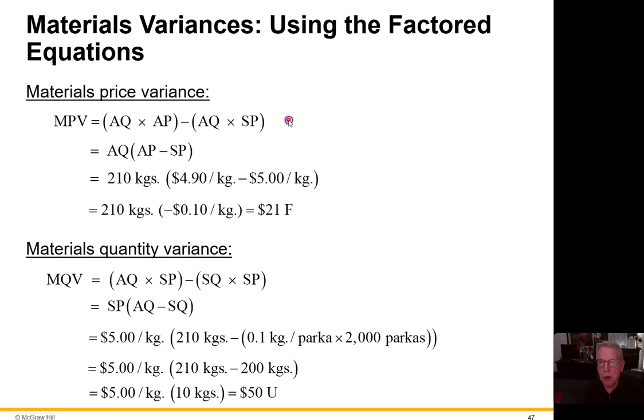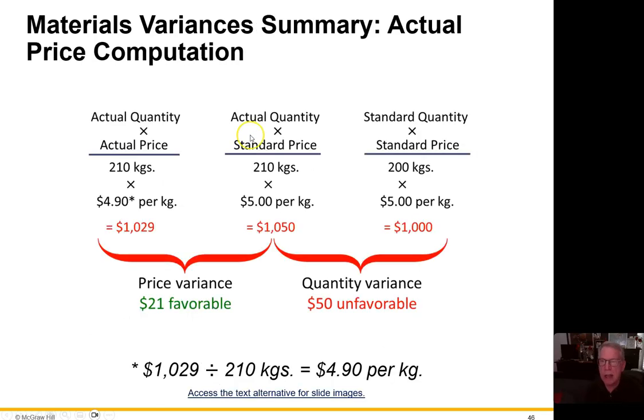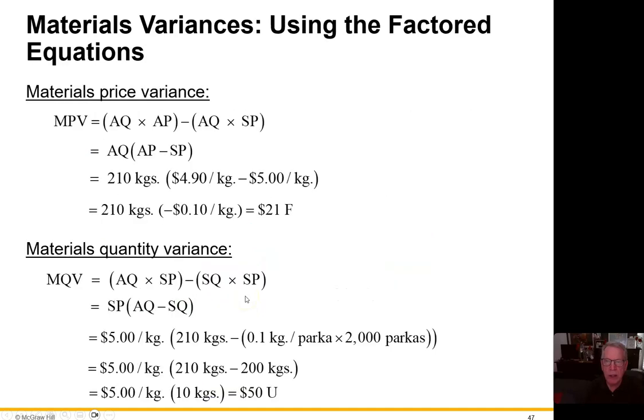And you can get your material price variance by taking the actual quantity times the actual price minus the actual quantity times the standard price. Just like I mentioned here. Here's the actual quantity and actual price, and that comes up with your price variance. And away you go at $21 favorable.